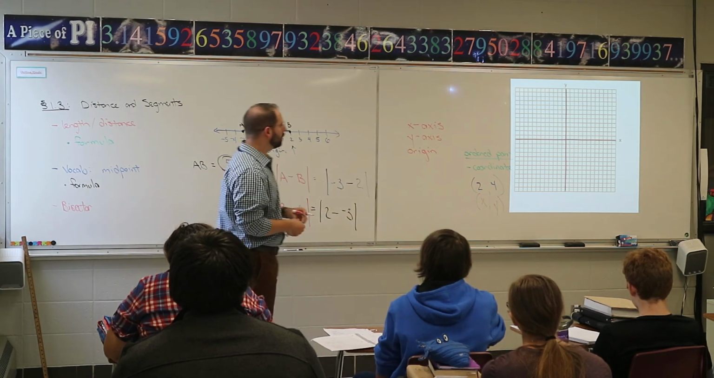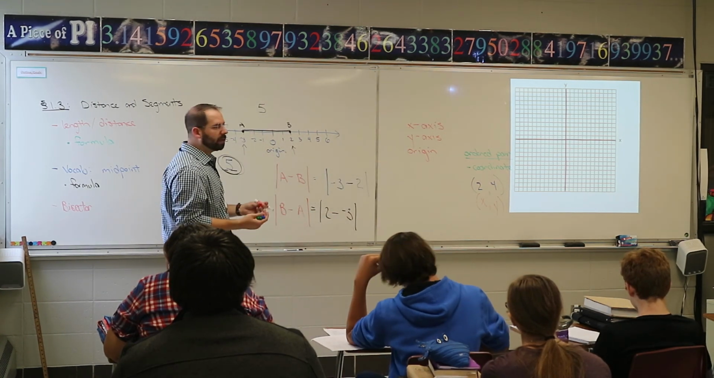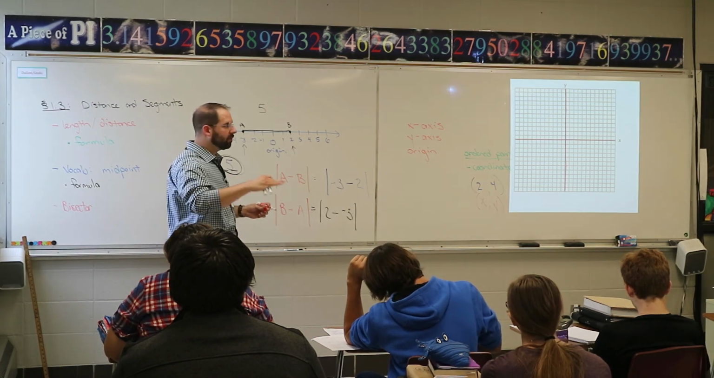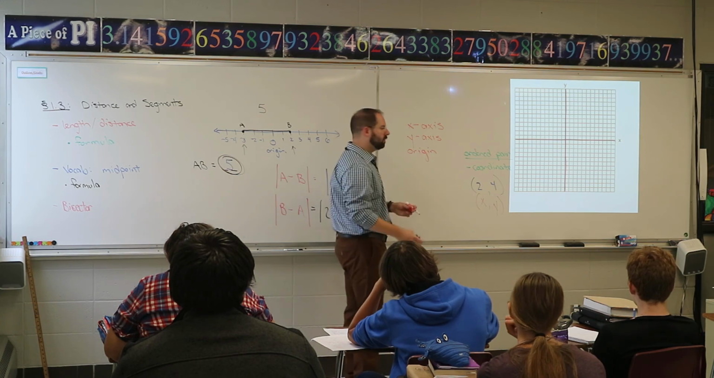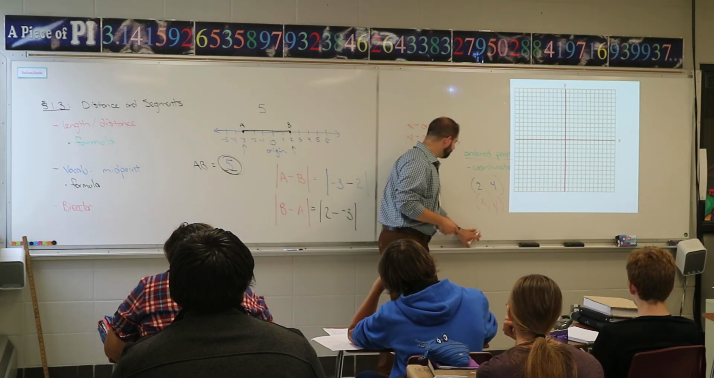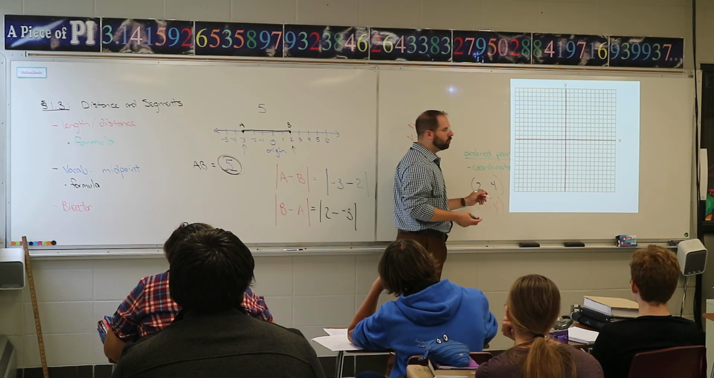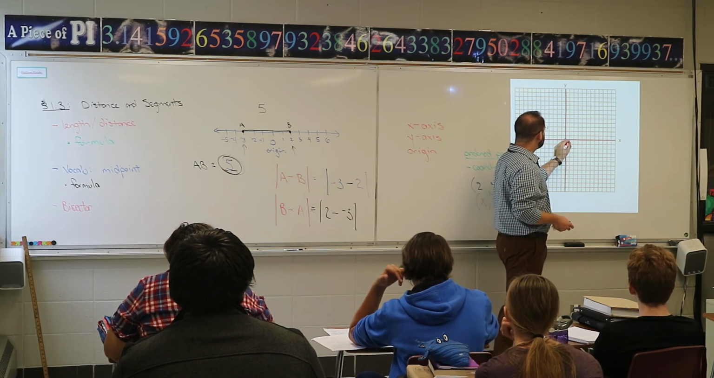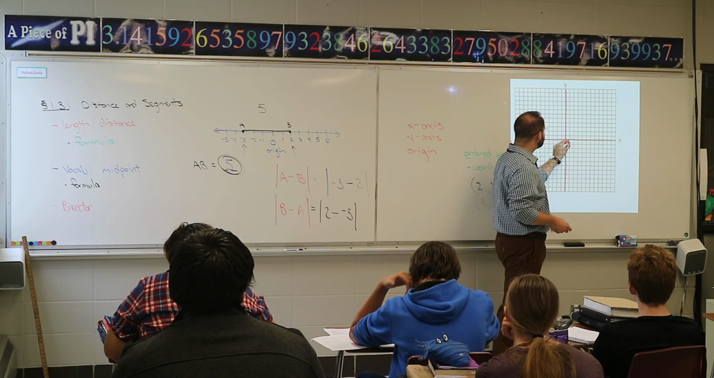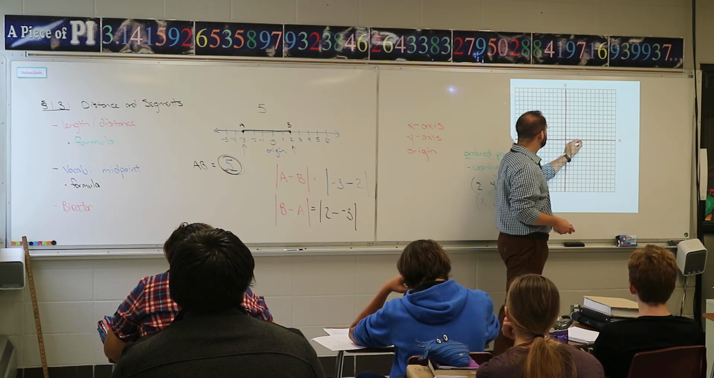So when you're doing this, you give me the horizontal number first, then you give me the vertical number second. So the X number is the 2. If you think of this as my origin, that's 0. This is the X-axis. This is just a number line going this way.